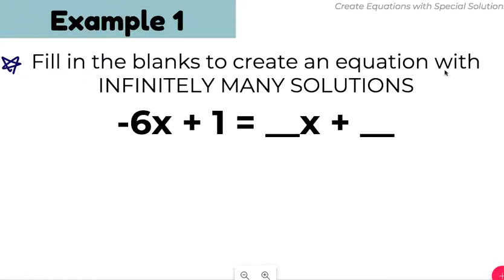So copy these instructions. Fill in the blanks to create an equation with infinitely many solutions. So copy the instructions down and then label this first problem example 1. Include these blank spaces as well. So hit pause, get that copied.